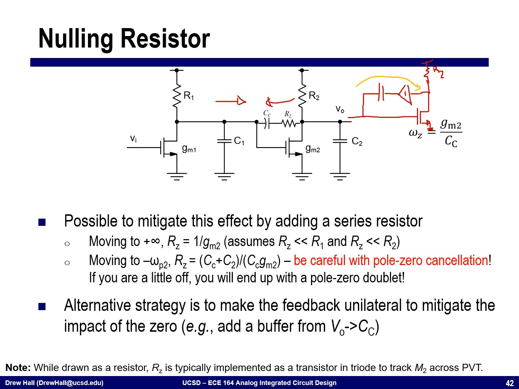Okay, signal can only flow in the path that we wanted. That is, it can only flow in this direction. This is what we're calling making the feedback path unilateral to mitigate the 0. That will actually cancel out this 0. It does have the complication that I now need to make this buffer fairly low power. You can do this with a source follower, and it's a pretty common technique as well.